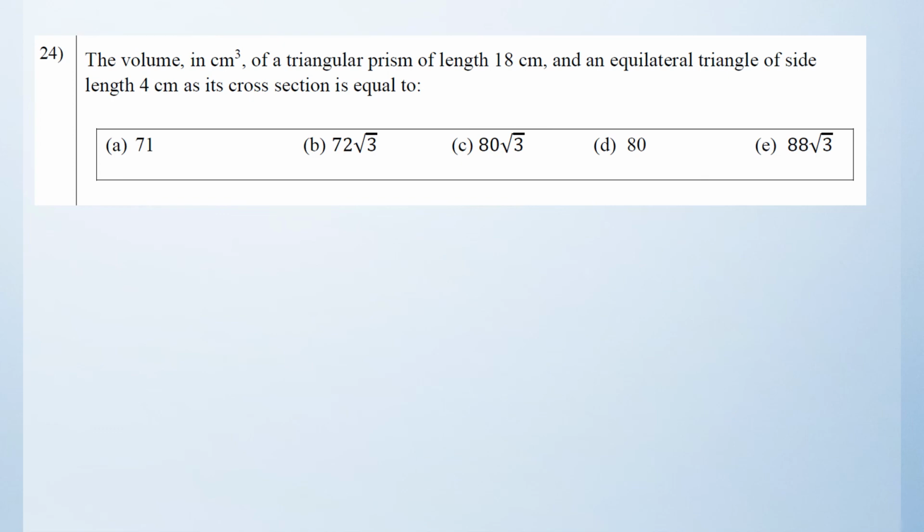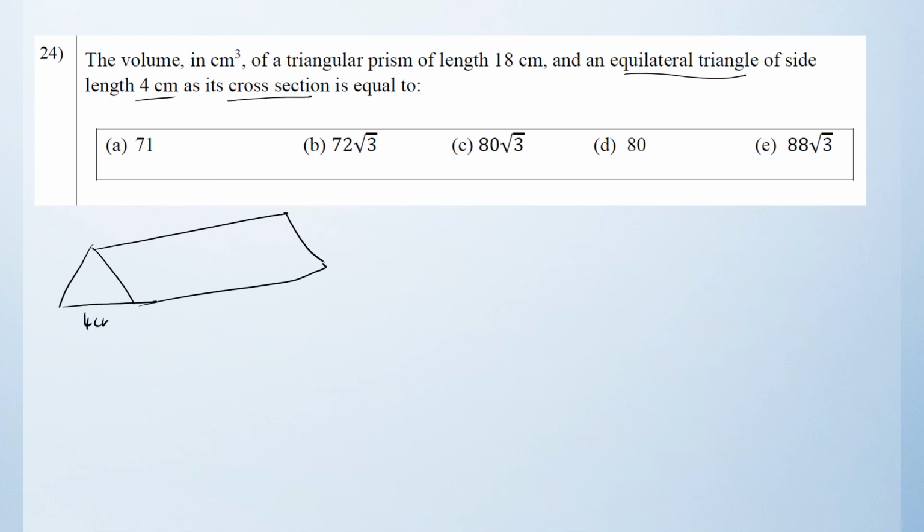Question number 24. We have to find the volume of a triangular prism with the cross-section an equilateral triangle of sides 4. Since it is an equilateral triangle, the angle will be 60, where each side is 4 centimeters. So the volume equals cross section into height or length. So the cross section area is the area of the triangle, half into base 4 centimeters into height h.